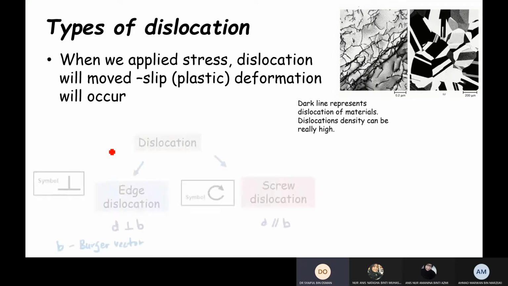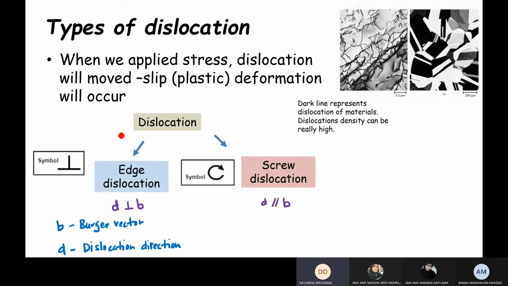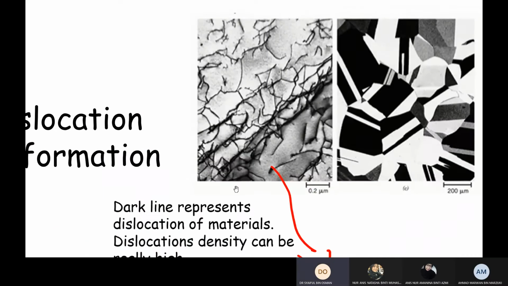Okay, first we have edge dislocation, right? And then we have a screw dislocation. And this is the symbol of edge dislocation. And this is the symbol for a screw dislocation. Okay, if you look at the picture here, what does this dark line represent?